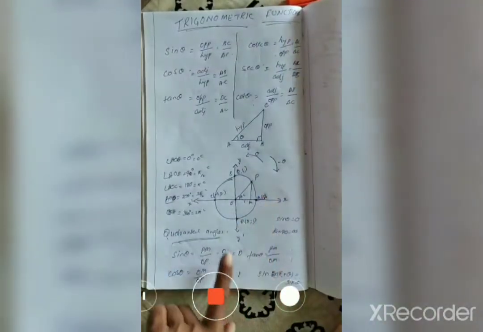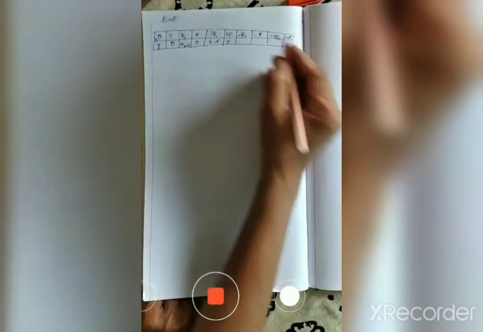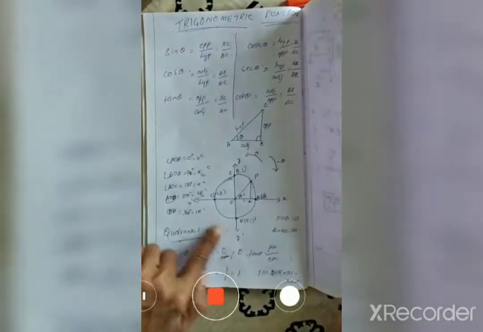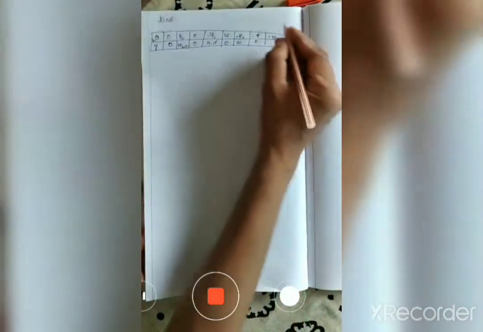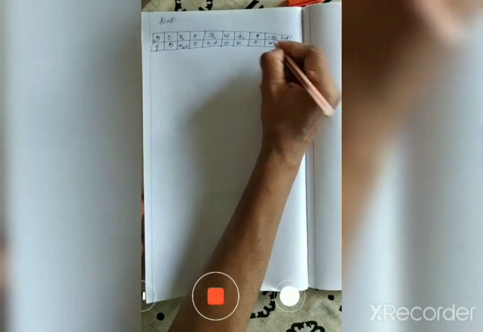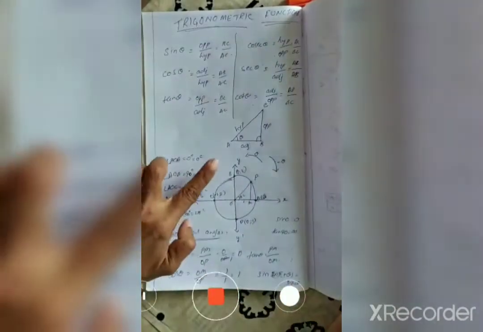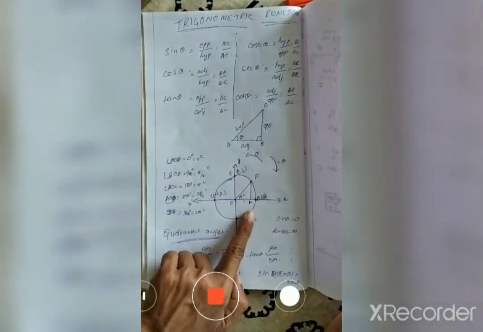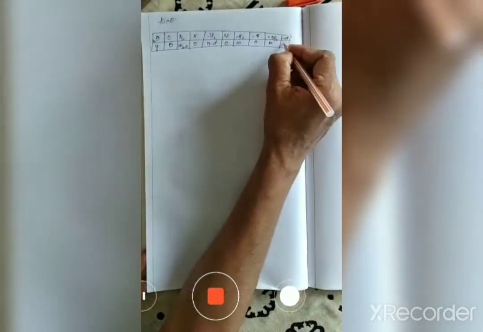Tan minus pi by 2, minus 1 by 0, meaningless or not defined. Tan minus pi, 0 by 1, 0. Tan minus 3 pi by 2, 1 by 0, not defined or infinity. Tan minus 2 pi is 0 by 1, it is 0.